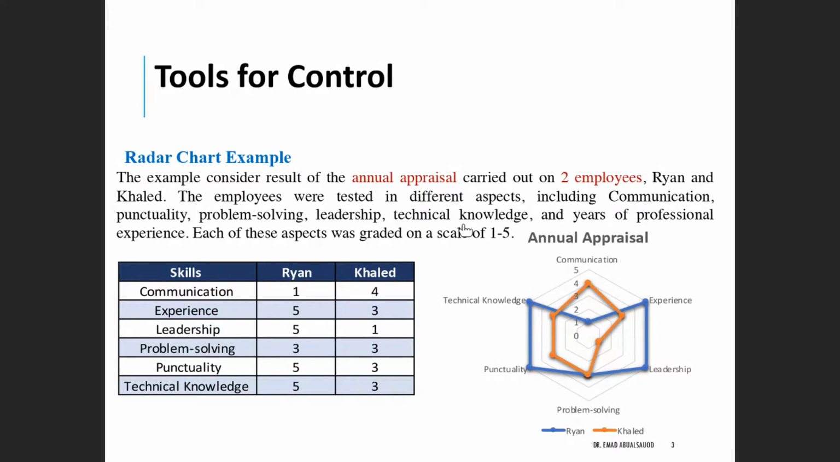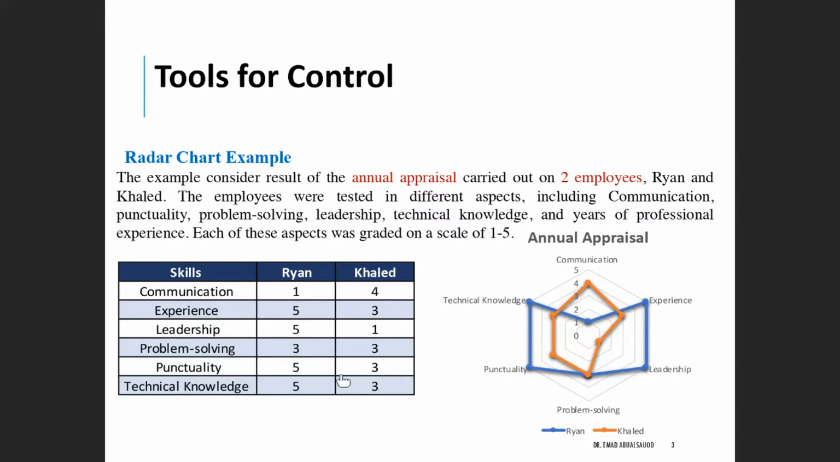And the data was given here in this table. For communication, the scale used was from 1 to 5, where 1 is low and 5 is high. We have here the communication rates for each one of them. Then we have the experience. We have leadership, problem solving, punctuality, and technical knowledge for each one of the employees.